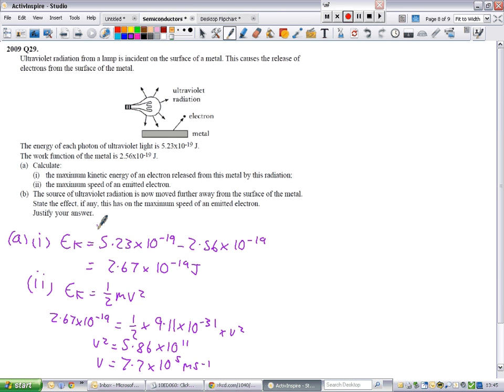The only way you can change the maximum speed of that electron is if you change the energy of the incident light. There are fewer photons falling on there, so it would reduce any current that you were looking to produce, because there would be fewer photons, and therefore fewer electrons produced. But it's not going to affect the maximum speed. Maximum speed remains unchanged because the energy of the ultraviolet radiation is unchanged and the work function of the metal is unchanged. So each electron that is emitted will still have the same kinetic energy and therefore the same maximum speed.